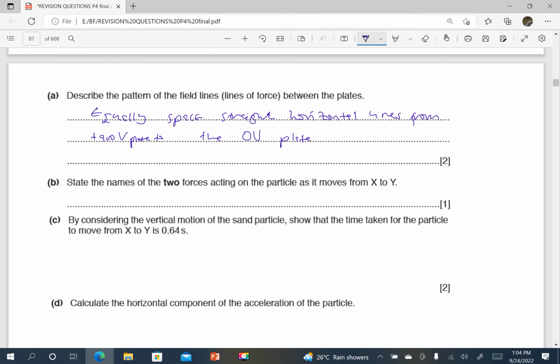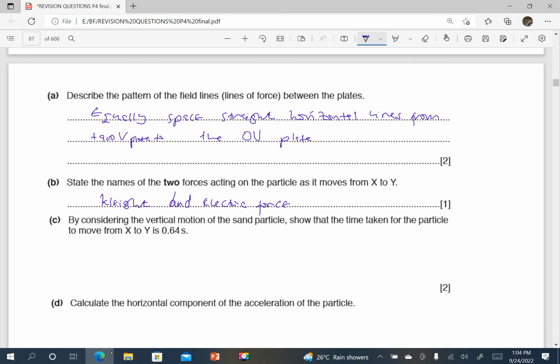State the name of the two forces acting on the particle as it moves from X to Y. First of all, there is its weight. If it is in a vacuum, then there is also the electric force. Weight and the electric force, or gravitational force and electric force.